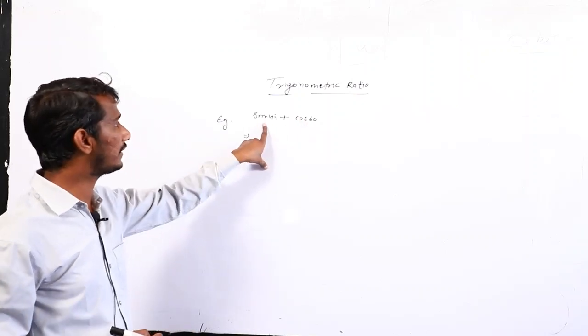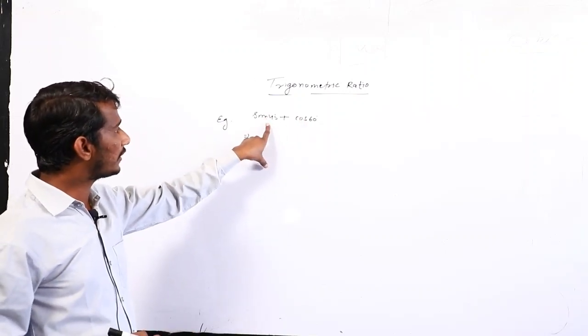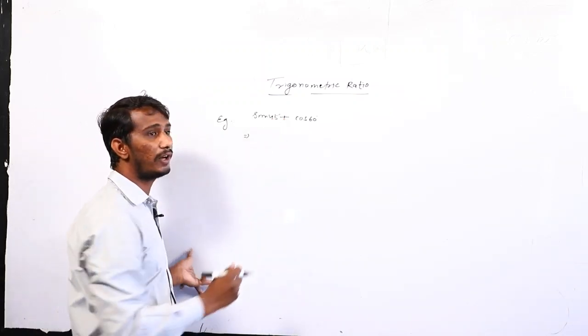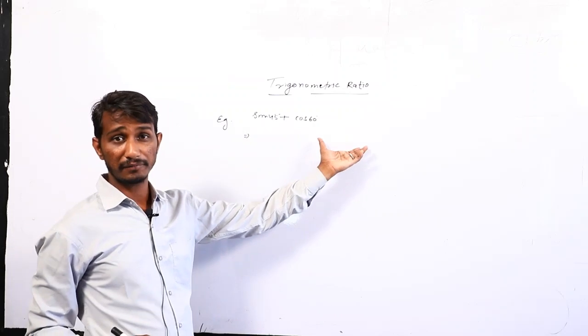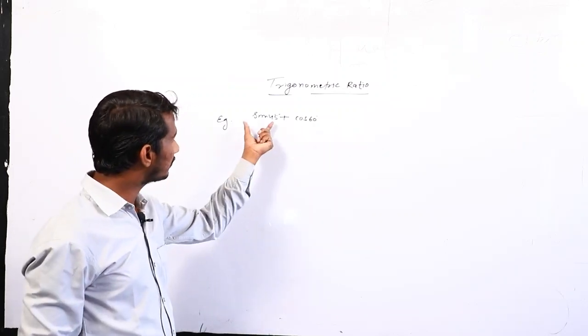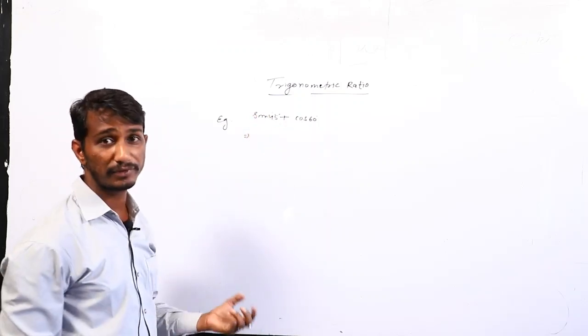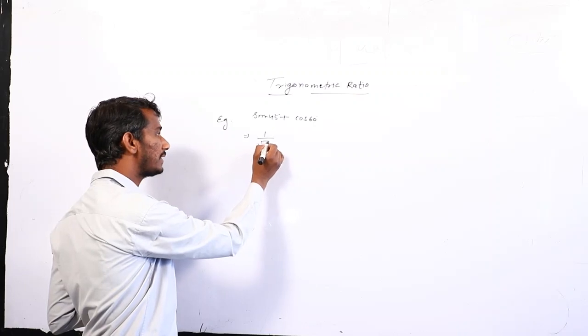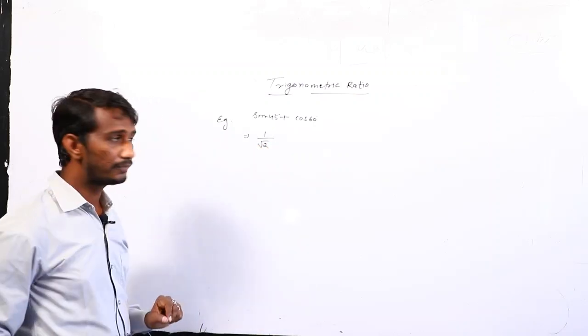First, we want to find the value of sin 45. What is the value of sin 45? You need a trigonometric table, but here there is no trigonometric table, so use your mind and find the value of sin 45. The value of sin 45 is 1 upon root 2.